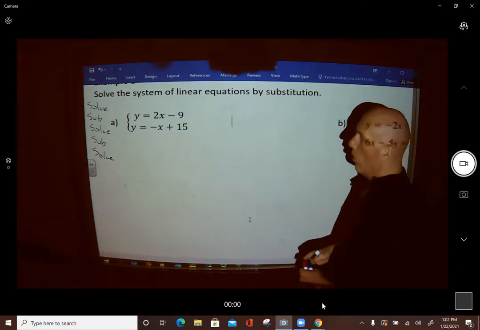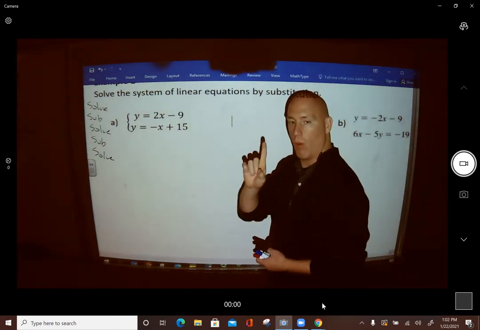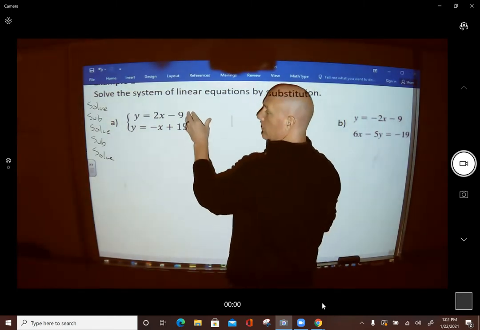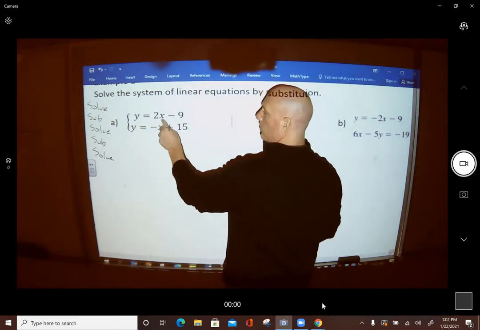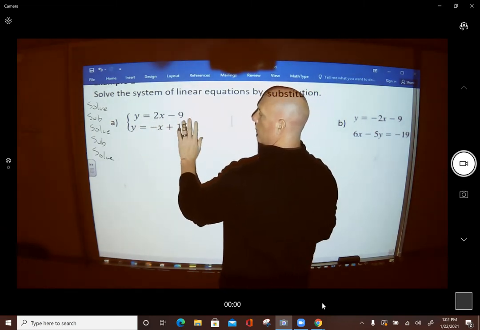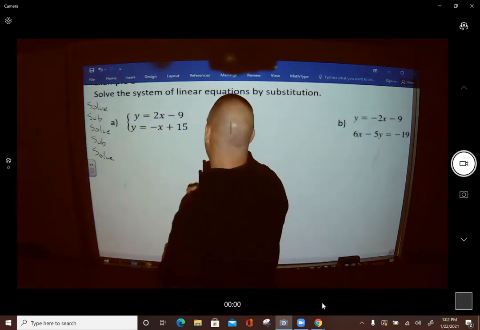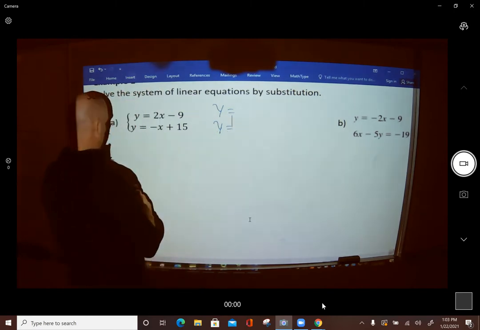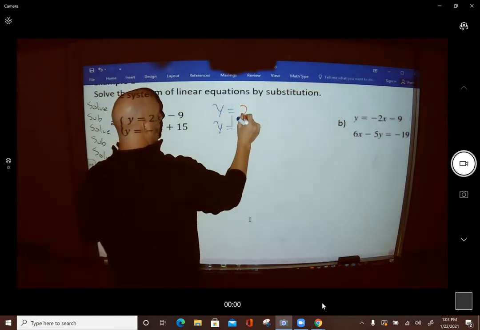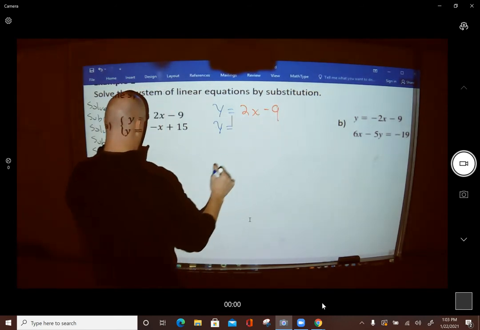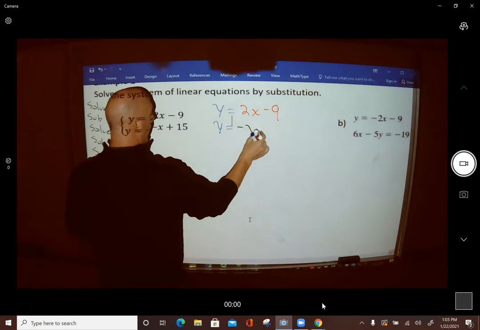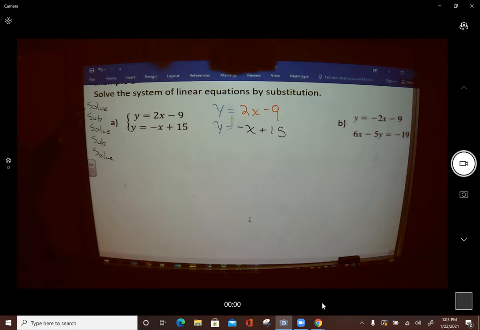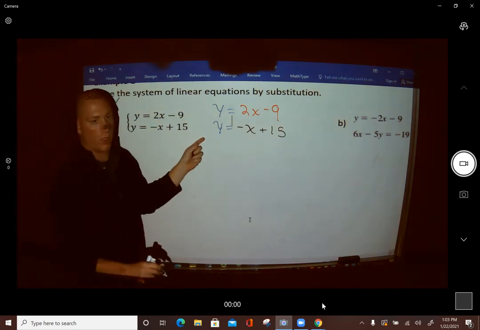So the first thing we need to do is make sure one of our lines is solved for one variable. You can see here both of our lines are. So we have y equals 2x minus 9 and y equals negative x plus 15. So we're set. I'm going to rewrite those so they color code a little bit. In blue, I'm going to put y equals, and then I'm going to put what they equal in 2 different colors: 2x minus 9, and then negative x plus 15. So our step 1 was done because we've already solved one of the equations for one variable.